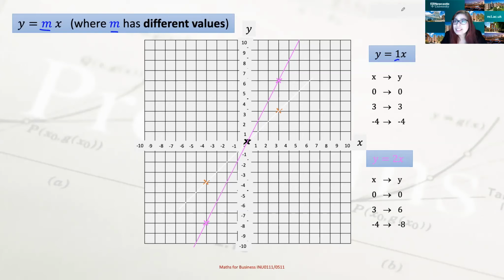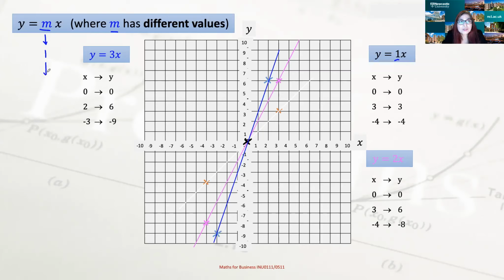It's getting steeper. The line is getting steeper, okay? Now I'm going to increase m from 1 to 2, 2 to 3. The slope m is increasing from 1 to 2 to 3.